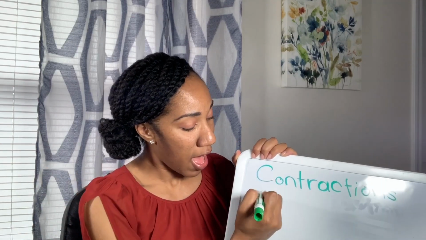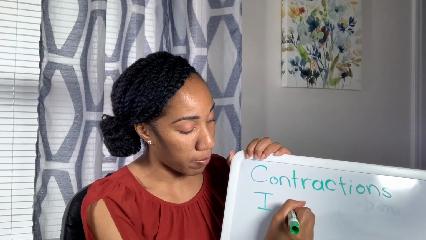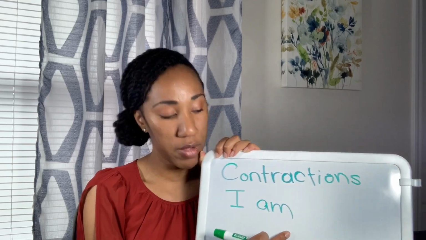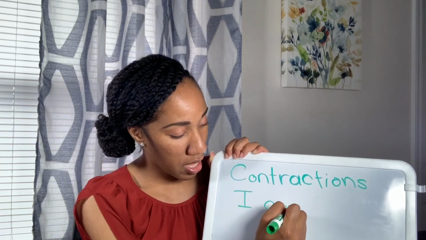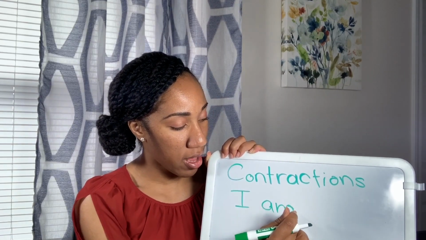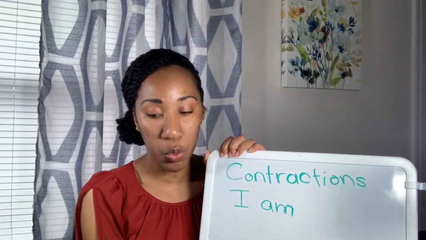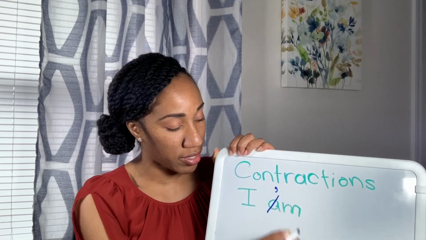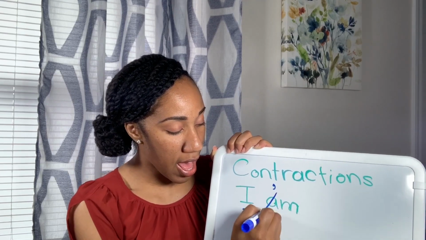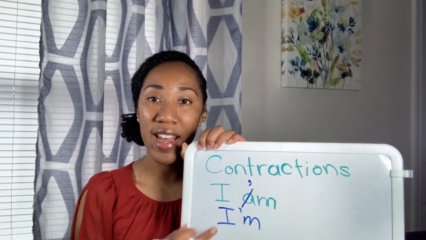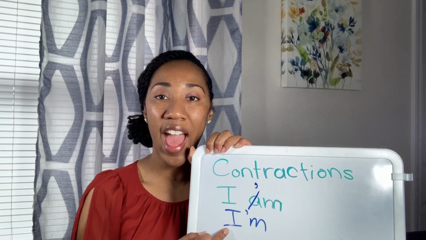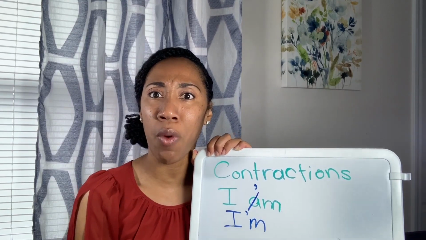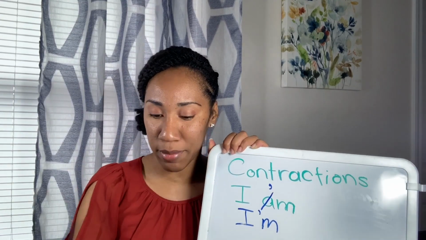So for example, I could say that I am sleepy and I need a nap. Now those two words are I am. And if I wanted to say that in a shorter way, I could get rid of the letter A, put an apostrophe there instead and say, I'm sleepy and I need a nap. The contraction is I'm, okay? It's a little tricky trying to write and look at the camera at the same time.